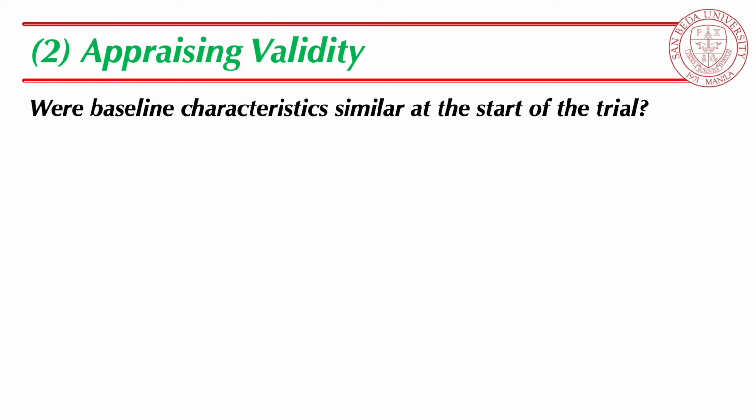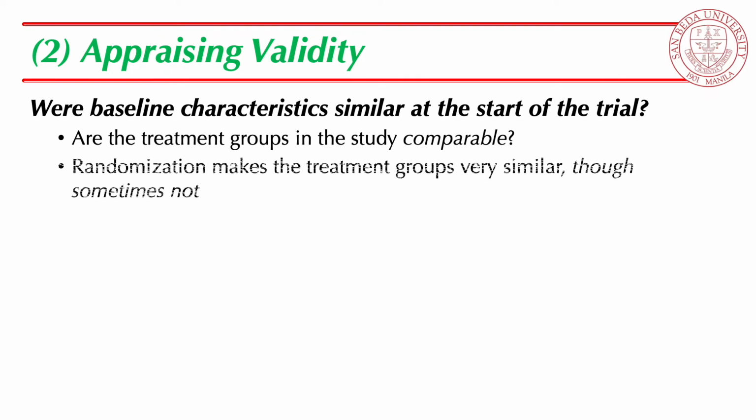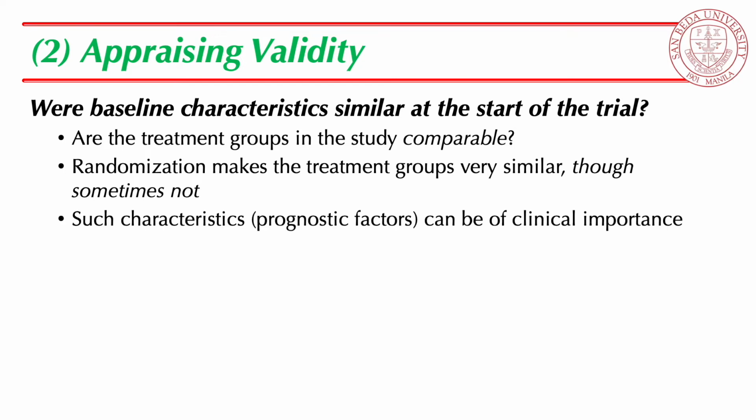The next question to answer is, were baseline characteristics of the study participants similar at the start of the trial? To state this question differently, are the treatment groups in the study comparable? As I mentioned earlier, randomization makes the treatment groups similar in terms of both measured and unmeasured characteristics. However, it is not perfect. As such, reviewing the baseline characteristics allows us to check how successful randomization and allocation concealment were. To do this, we compare the treatment and control group participants in terms of prognostic factors, or factors that could affect the outcome of the study.